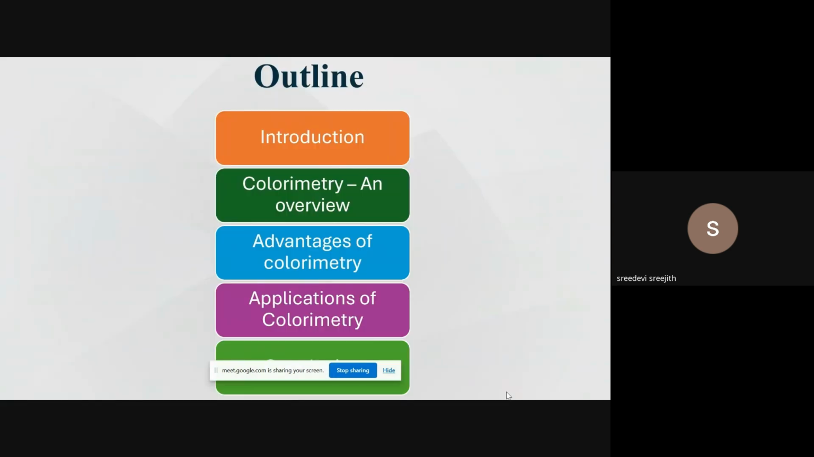The outline of the presentation is an introduction, then a brief idea about the colorimetric techniques and the advantages of the colorimetric techniques, then the various applications that we carry out through the colorimetric analysis, and then the conclusion.